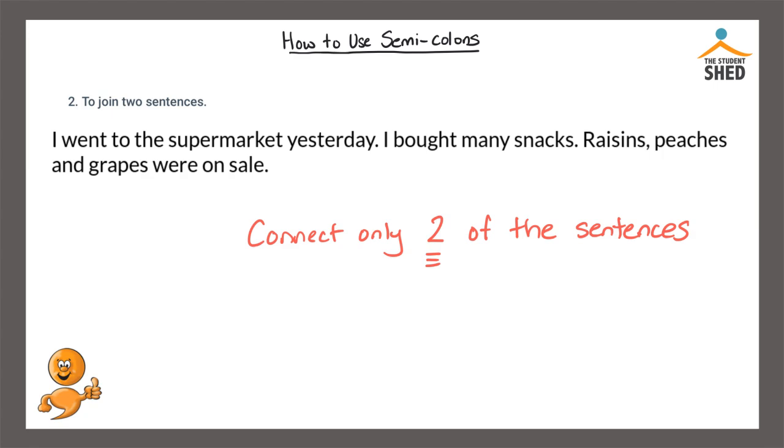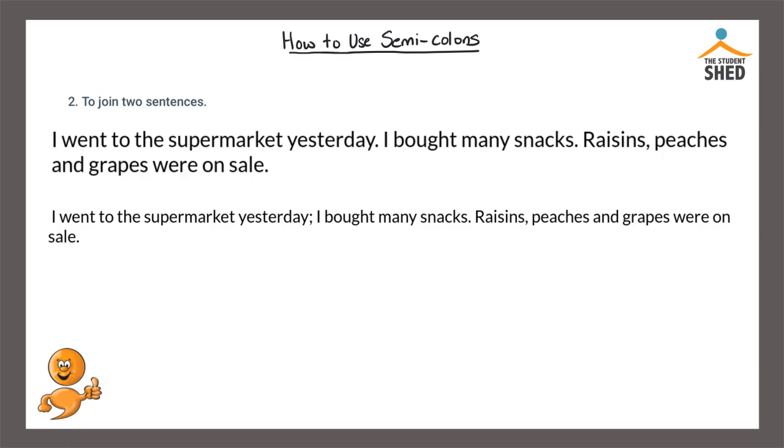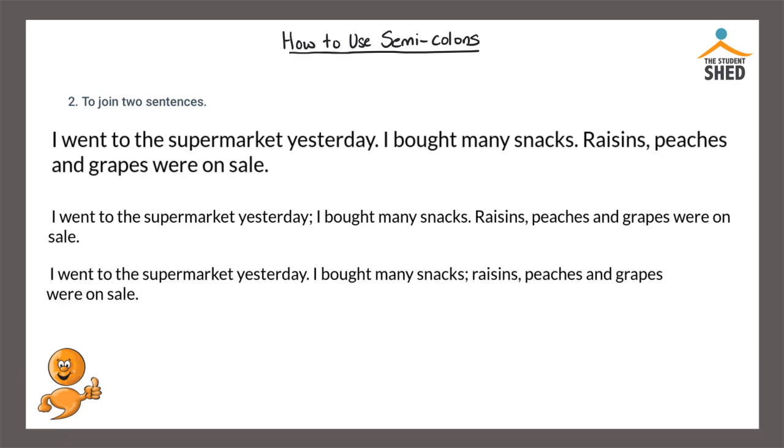So we can say, I went to the supermarket yesterday; I bought many snacks. Raisins, peaches, and grapes were on sale. Or we can say, I went to the supermarket yesterday. I bought many snacks; raisins, peaches, and grapes were on sale.